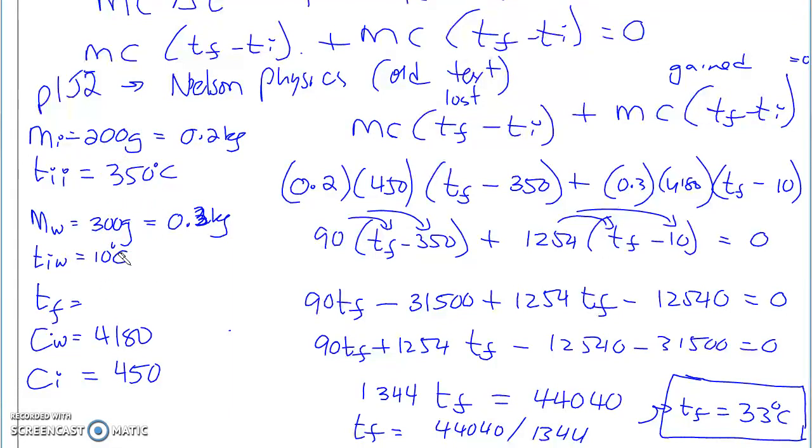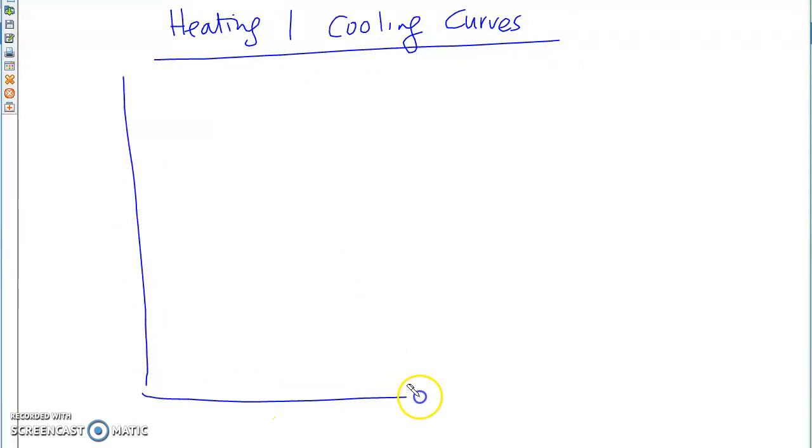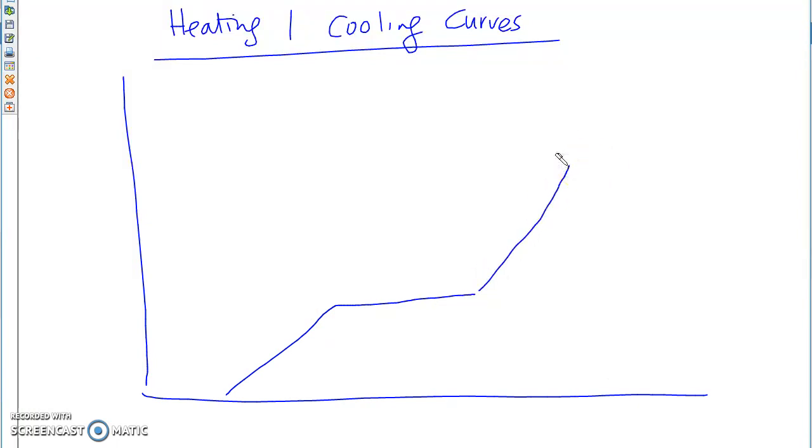Okay, so we're going to erase this and continue with the next thing. Yeah, so heating, cooling curves. Okay, so the next thing that we're going to take a look at, of course, is heating, cooling curves. Basically what we're saying is when you have an object that is being heated through all its different stages, this is what it might look like.